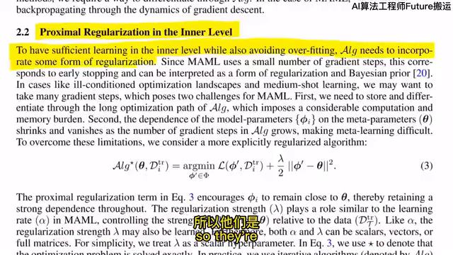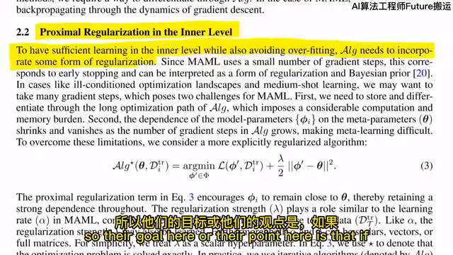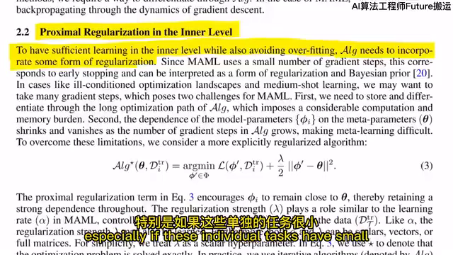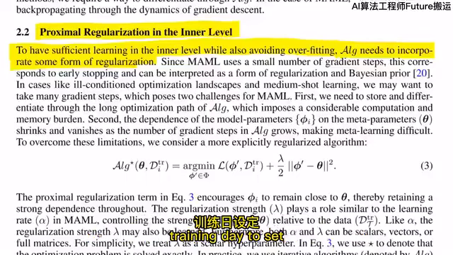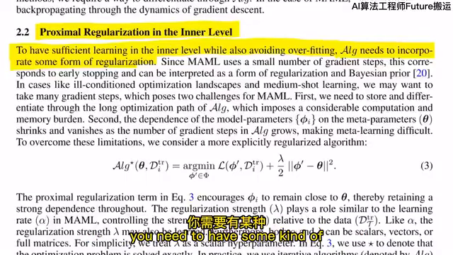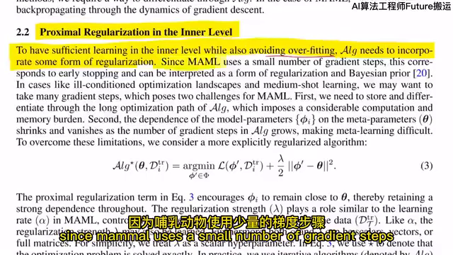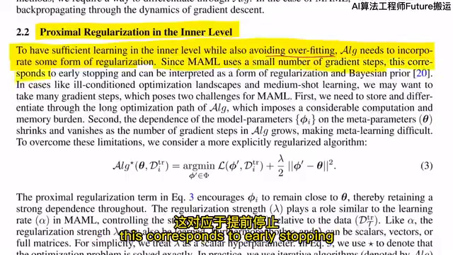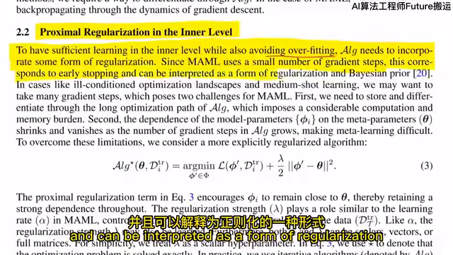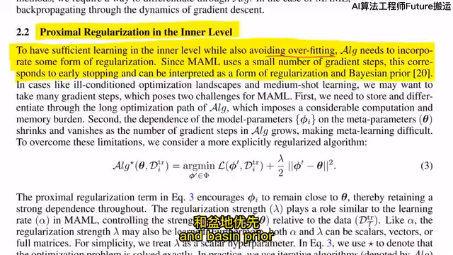Right? So their point here is that especially if these individual tasks have small training data sets, you need to have some kind of protection against overfitting, and they say since MAML uses a small number of gradient steps, this corresponds to early stopping and can be interpreted as a form of regularization and Bayesian prior.